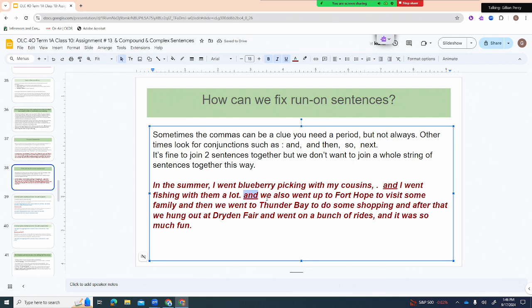Now, here's what I'm talking about where I say it sort of affects capitalization. "We" was lowercase because it was in the middle of a sentence, but now it's the first word in a sentence. So now I would need to go back through and make that a capital letter. So that's why it's kind of in the editing section. We also went up to Fort Hope to visit some family.